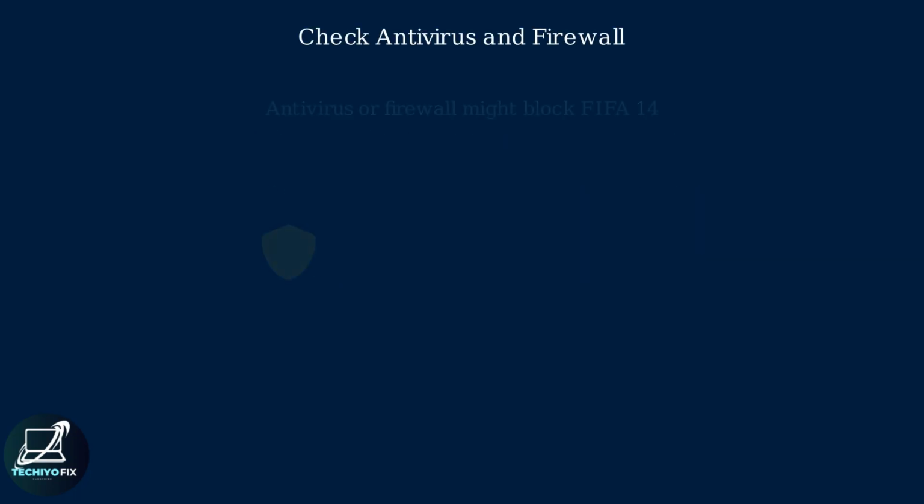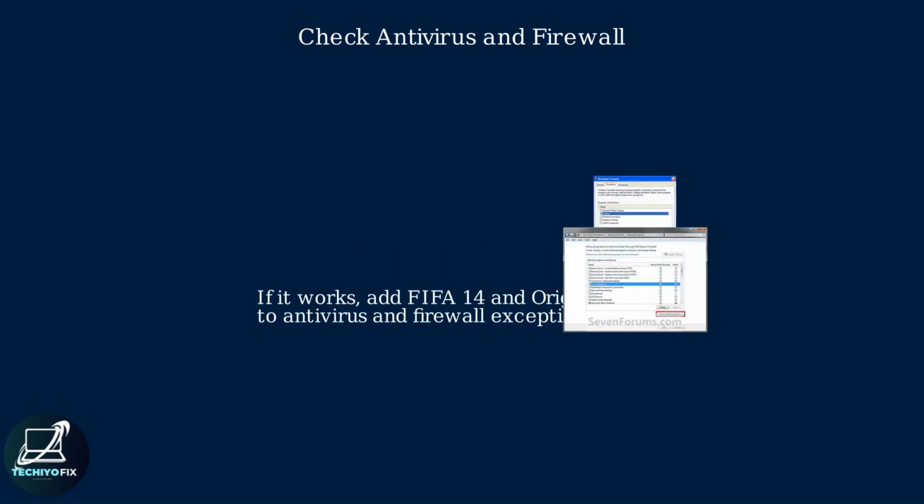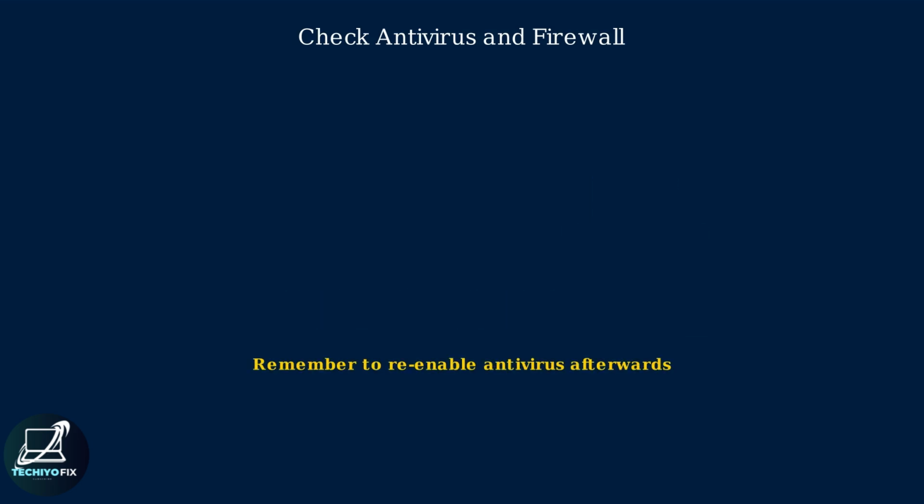Your antivirus software or firewall might be blocking FIFA 14 from launching properly. Start by temporarily disabling your antivirus software to test if that's the issue. Then, try launching the game to see if it starts without problems. If FIFA 14 launches successfully, you'll need to add the game and the Origin or EA app to your antivirus exceptions list and firewall allowed programs. Remember to re-enable your antivirus software after adding the exceptions for security.